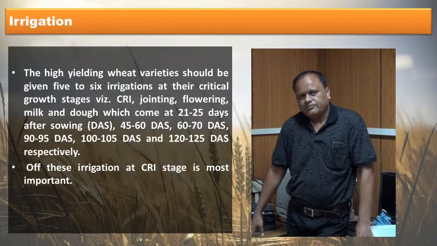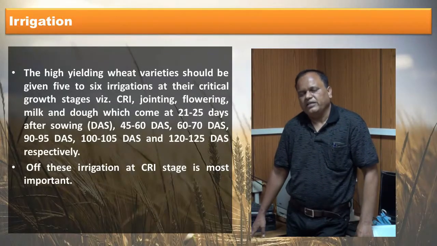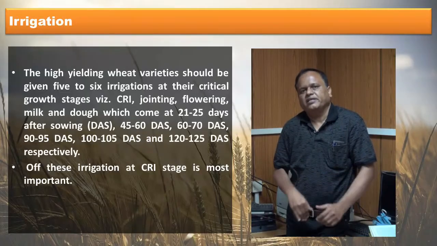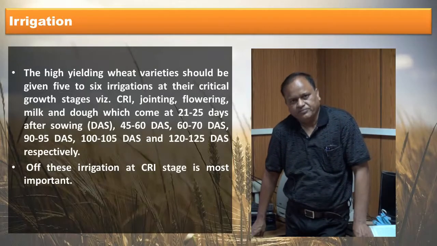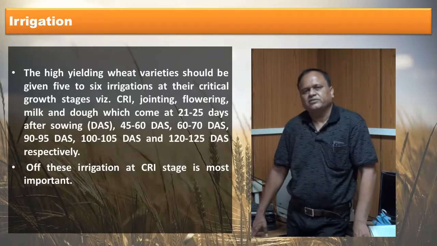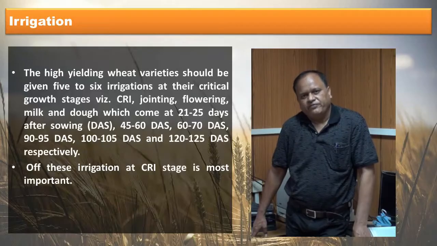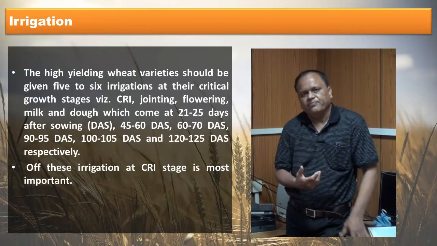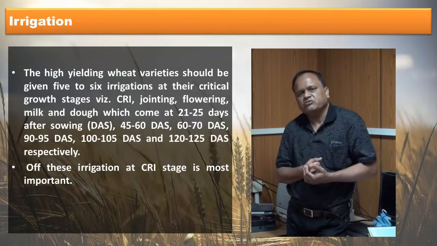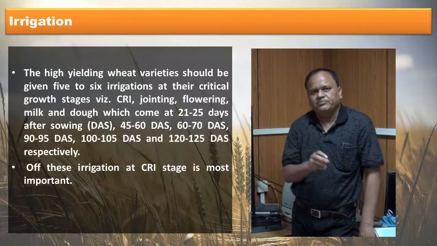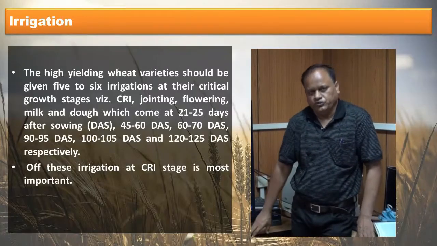As you know, in Jharkhand only 10% of the total area is irrigated during the Rabi crop. So it is very essential to know at which stage we should give irrigation so that we can get maximum yield with minimum water use.